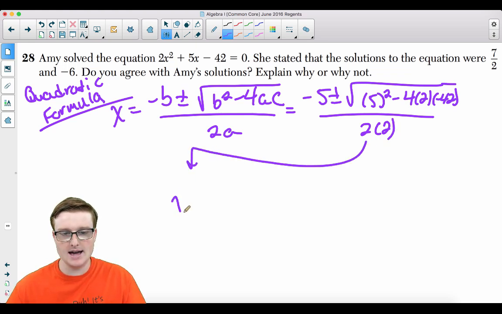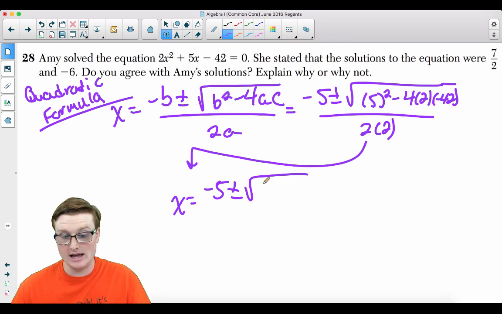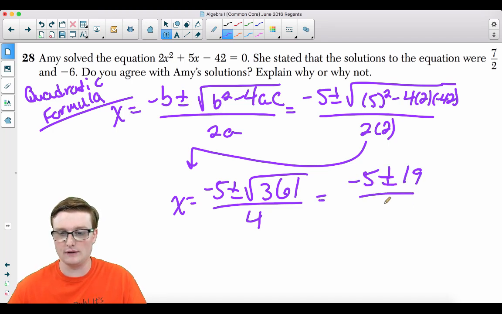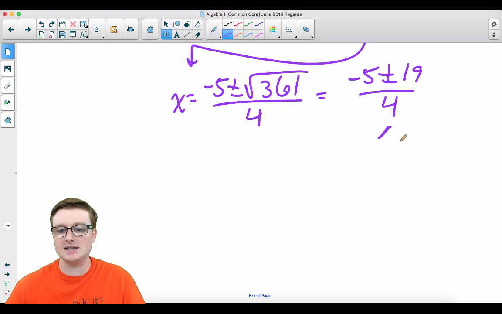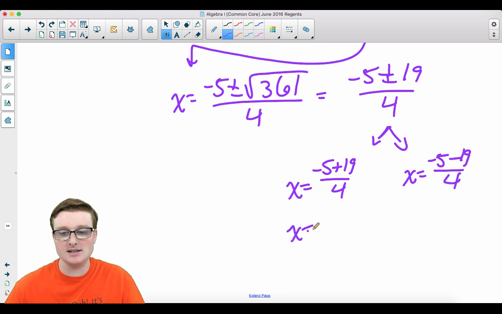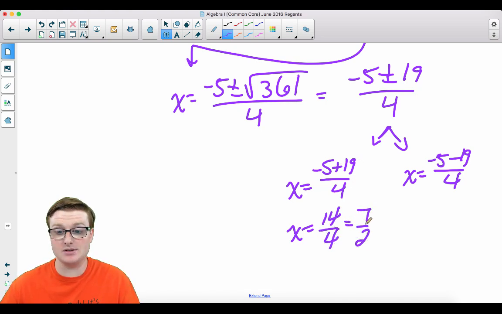This will then give you x is equal to negative 5 plus minus the square root. Well, when you type this into your calculator, you get 361 over 4. That will give you negative 5 plus minus 19 all over 4. Now what this does is it then splits into two numbers. We split it into x is equal to negative 5 plus 19 over 4, and x is equal to negative 5 minus 19 over 4, right? So we get x is equal to, well, let's see, 19. This will give us 14 over 4, which is 7 halves, so that's good.